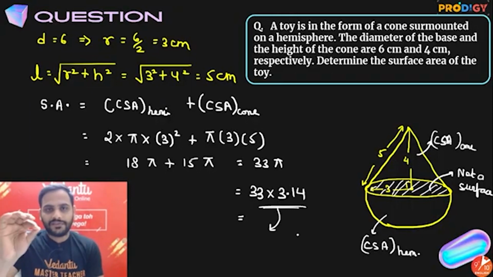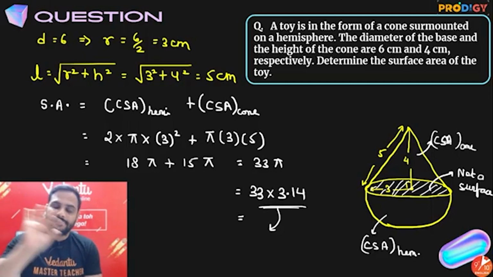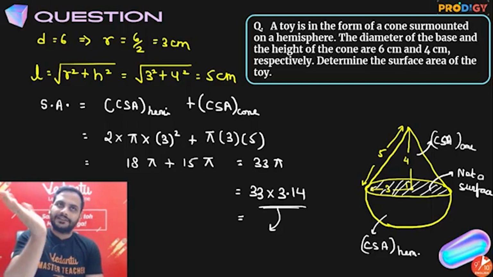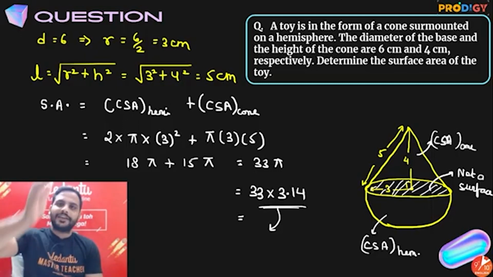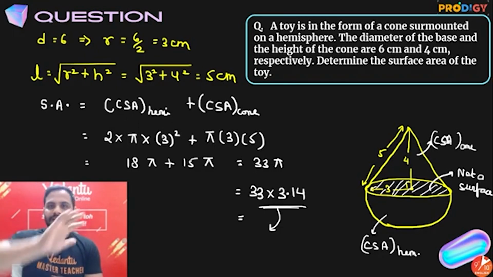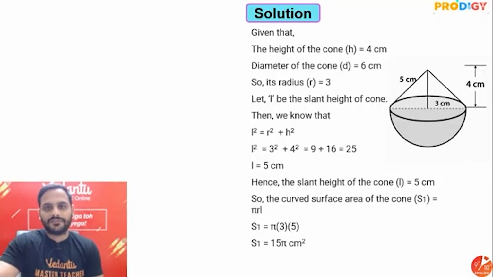Okay, so guys, understand, imagine the shape and see which surfaces you can touch. So I can see I can touch the CSA of the hemisphere as well as the CSA of the cone. Their bottoms will be merged, so there will be no longer a surface.